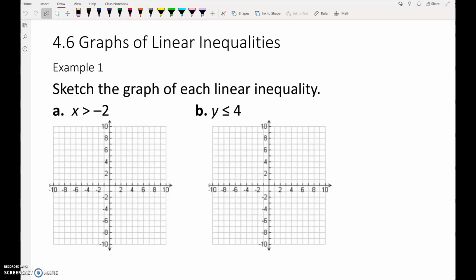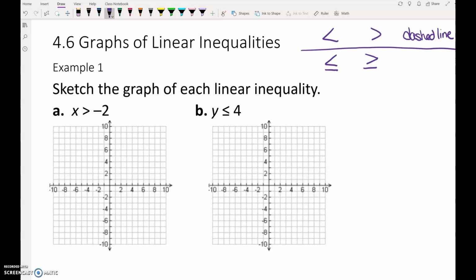A couple of things that you need to remember with inequalities. Inequalities involve these symbols. The ones on the left are less than symbols. The ones on the right are greater than symbols. When you have a less than or a greater than symbol, like these two on the top, we are going to use a dashed line.